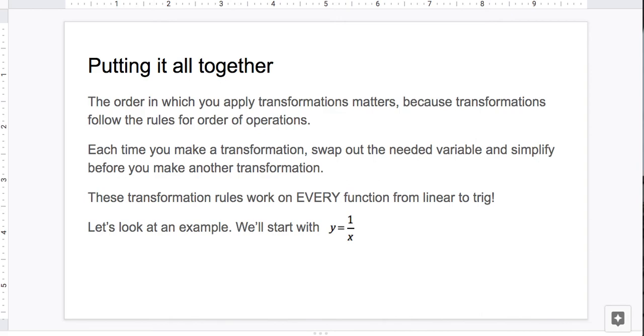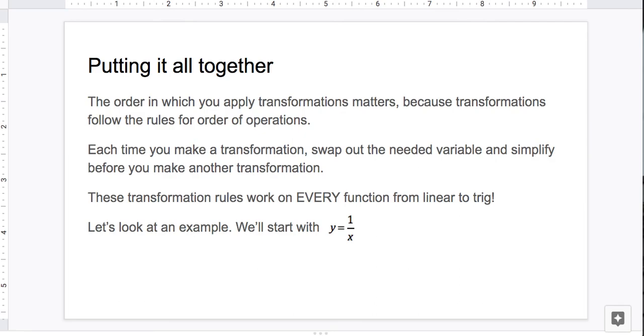So now it's time to put it all together. Let's take a look at multiple transformations and put it all into one. So here's the thing to remember. The order in which you apply transformations does matter because they follow the rules for order of operations. So you do have to make sure that when you apply multiple transformations, you should make the transformation by swapping what you need to swap and then do any simplifying you can before you do something else. That will make it work and everything will turn out the way it needs to turn out.